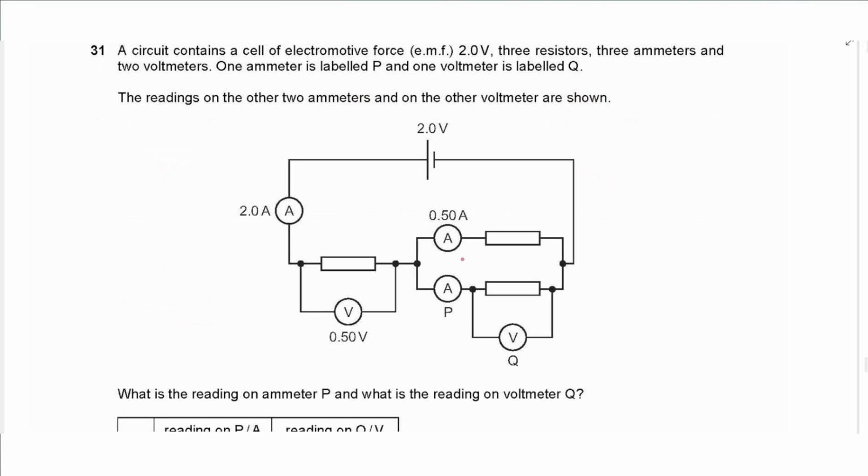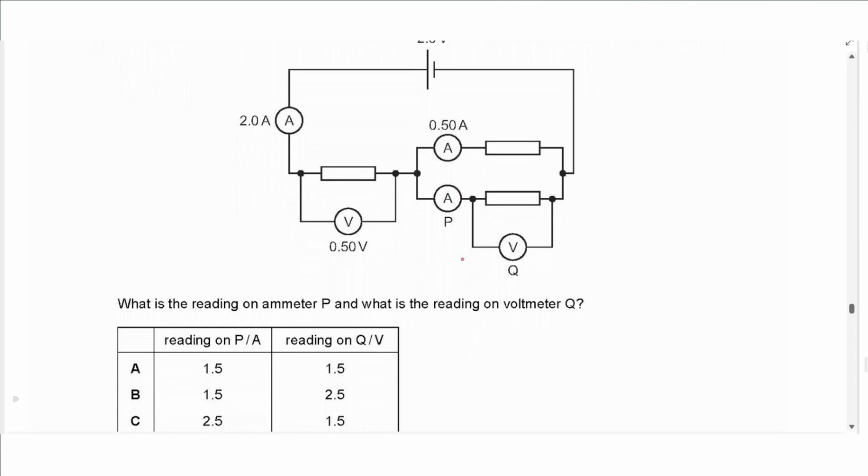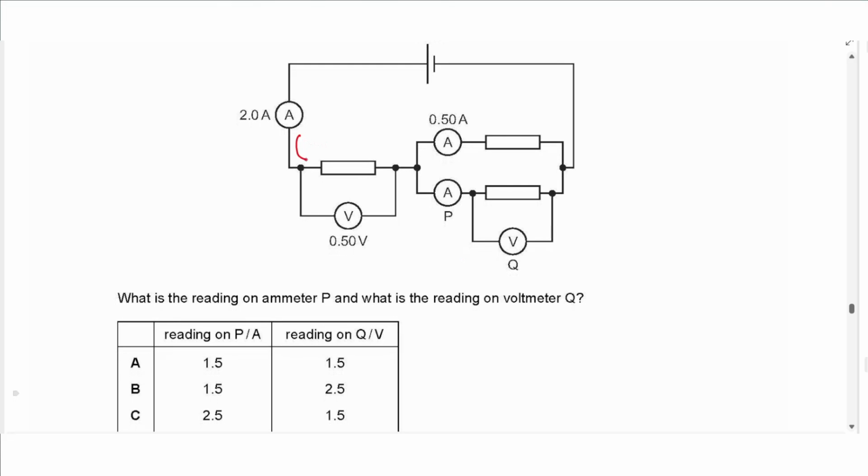Question 31 says a circuit contains a cell of electromotive force 2 volts, 3 resistors, 3 ammeters, and 2 voltmeters. 1 ammeter is labeled P and 1 voltmeter is labeled Q. The readings on the other 2 ammeters and the other voltmeter are shown. What is the reading on ammeter P and the reading on the voltmeter Q? So the total current was 2 amperes passing through this resistor, and this current splits into 0.5 ampere on the upper branch. So the rest of the current would go into ammeter P and the resistor on the bottom. So to get the current, we subtract 2 amperes minus 0.5. That gives a reading of 1.5 amperes for P.